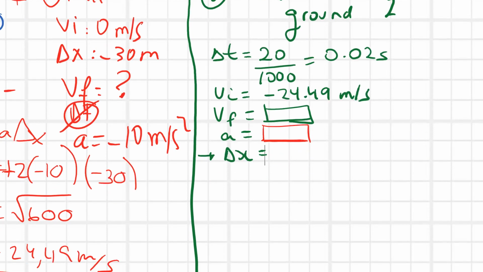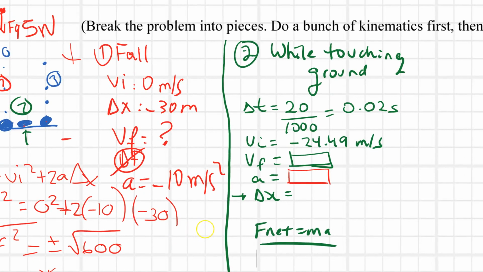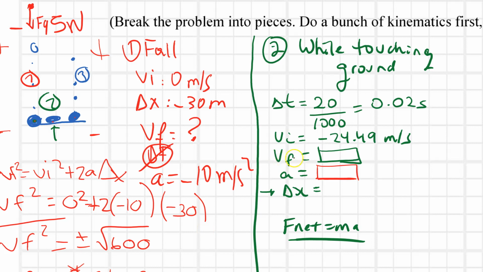Because if we can figure out the acceleration, that's where we can bring out our friend F net equals ma, and we can find out some information about how the ground was pushing on it. So I'm going to have to leave this hanging for a little bit, because when we think about it, this final velocity of the while touching the ground segment is the same as the initial velocity for the rebound or bounce up period of time.